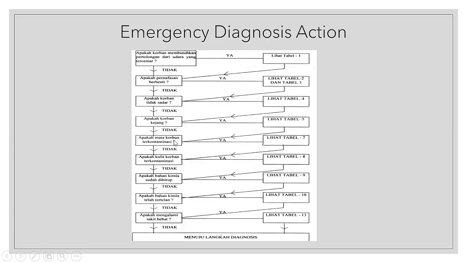And further, you can see the eyes of the victim. If there is contamination to the eyes, follow table 7. If no, then go to the skin of the victim, whether the skin of the victim is contaminated. If no, go to whether any chemical has been inhaled or incidentally inhaled.